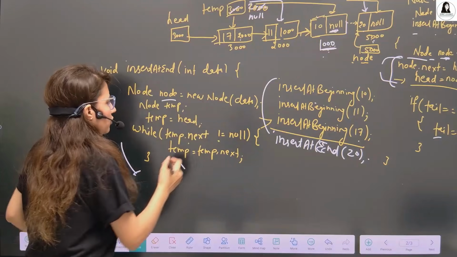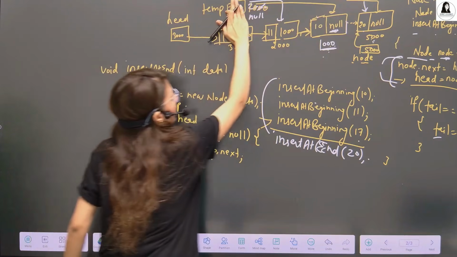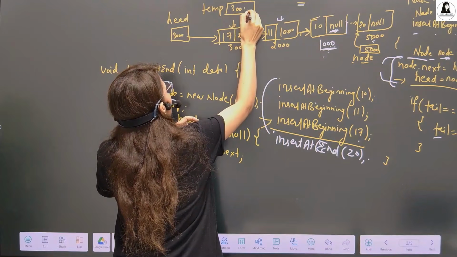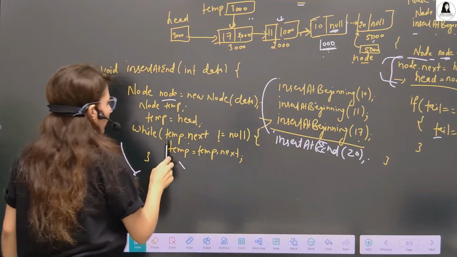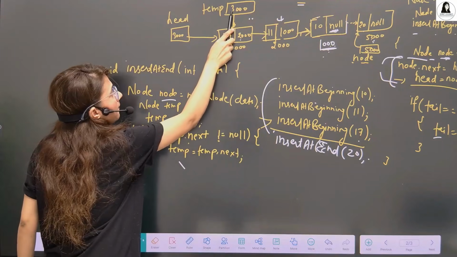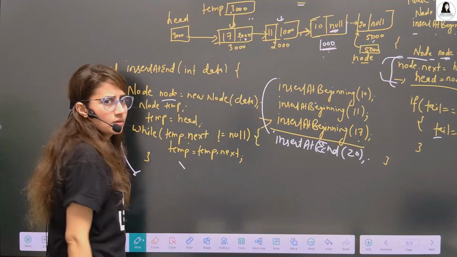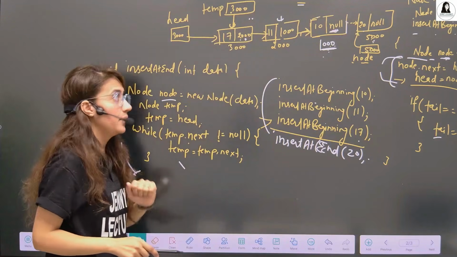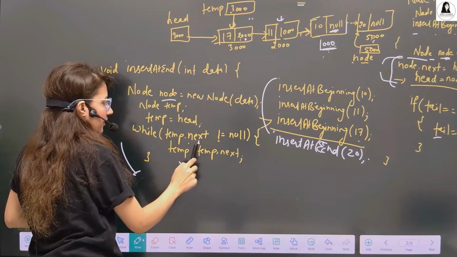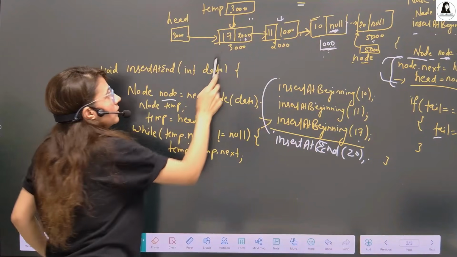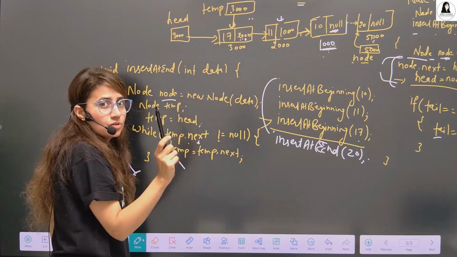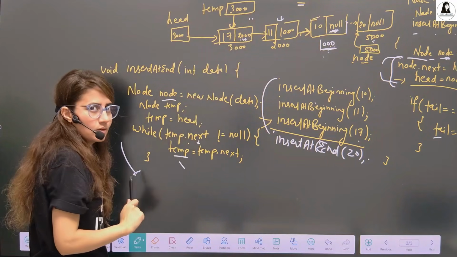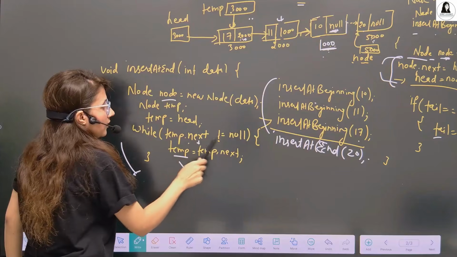Now see if it works or not. At first we are having temp. Temp is pointing to this at first. Now check: while temp dot next not equal to null, temp dot next is 2000. Is it null? No. 2000 means address of the next element. It's not null, so enter here. Temp is equal to temp next. If it's not null, then only we'll change. Once you get temp dot next null, we will not do this. Otherwise, temp becomes null.